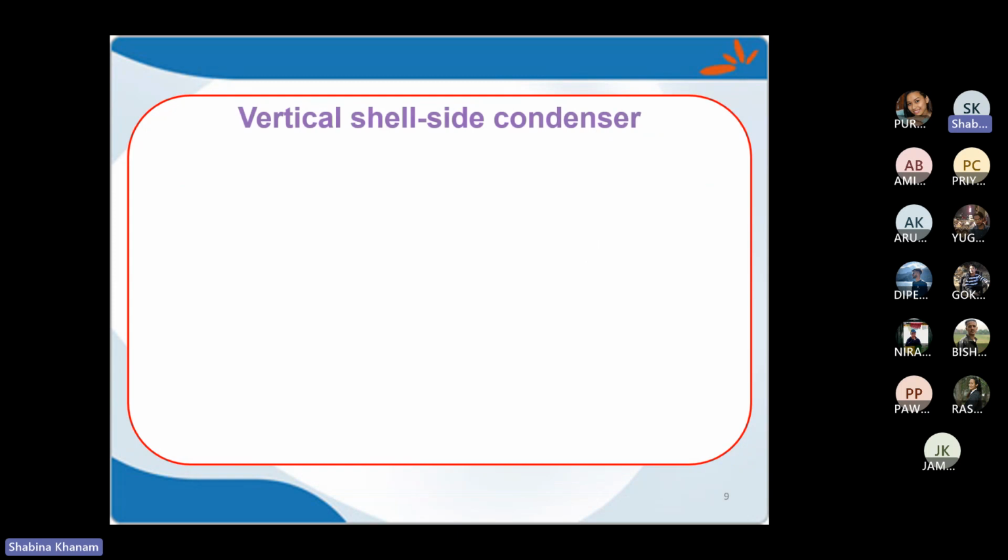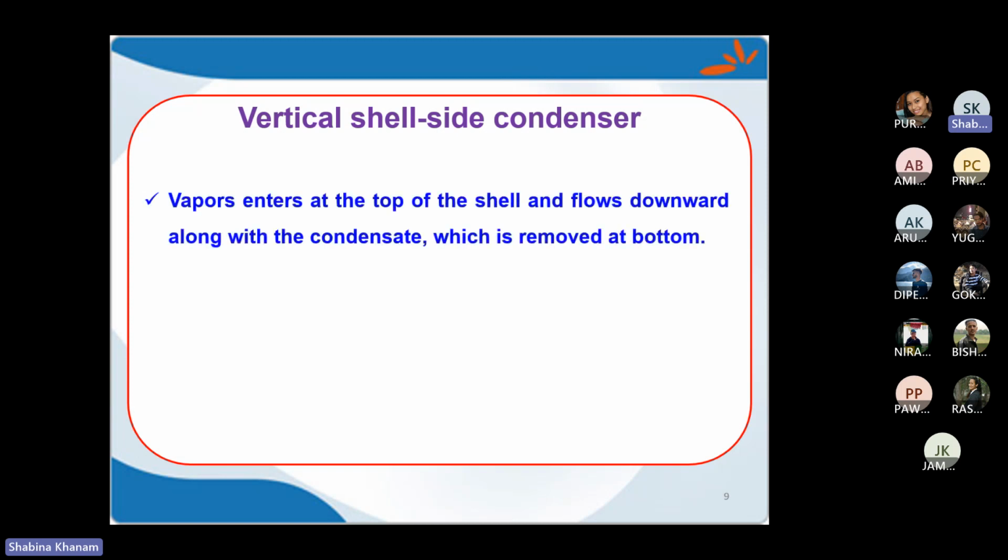Next I'm having is vertical shell side condenser, and vertical shell side condenser, when I'm considering, the orientation is vertical, as you can see over here. Shell side condenser, we have to let vapor enter to shell side. Okay, so vapors enter at top of the shell and flows down because it is vertical, along with the condensate which is removed at the bottom.